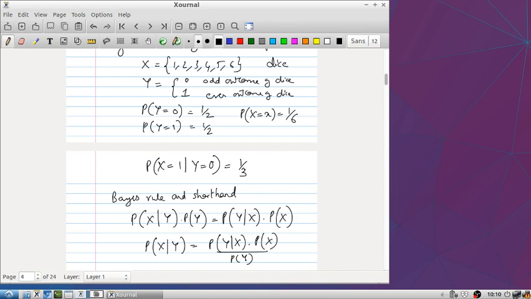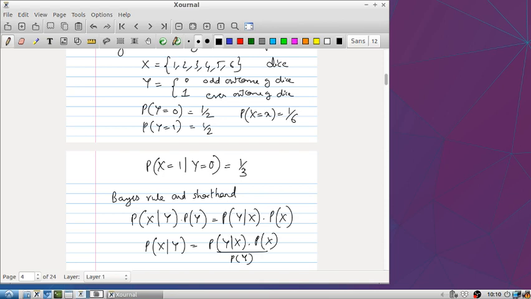Yeah, I guess this is an example of Bayes. On the right-hand side, you initially knew that x takes values with probability 1/6 each. You can compute the probability for each value of x, and you can find the probability of y.